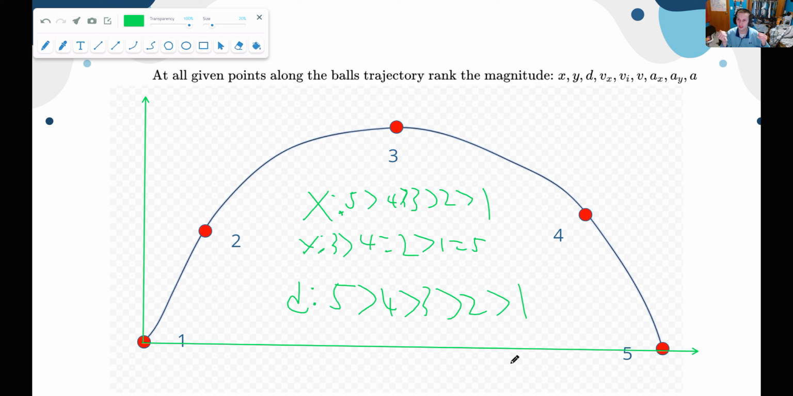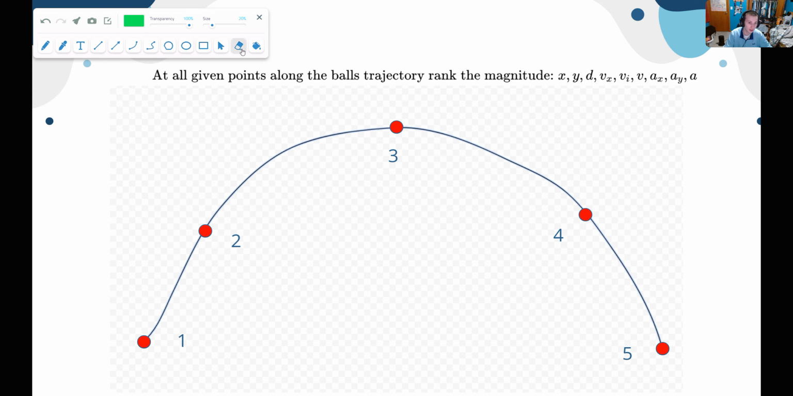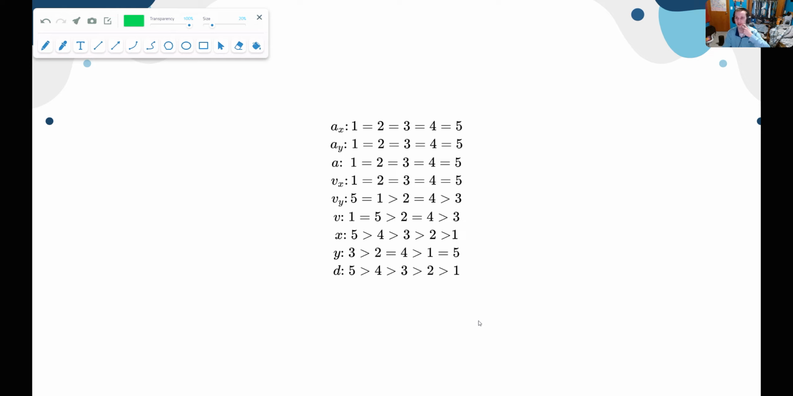That might not be intuitive immediately, but our max range is greater than our maximum height. So that is true, 5 is going to be the greatest distance away from the start, and then 4, and then 3, and then 2, and then 1. Okay? So, if we go to the next slide, this is just a summary of what we just did.